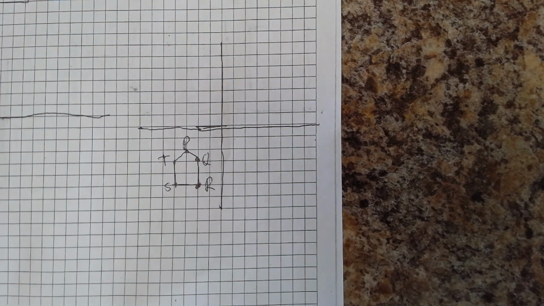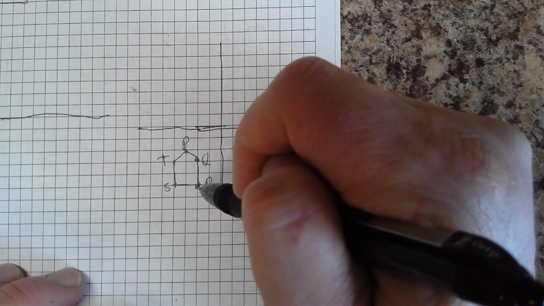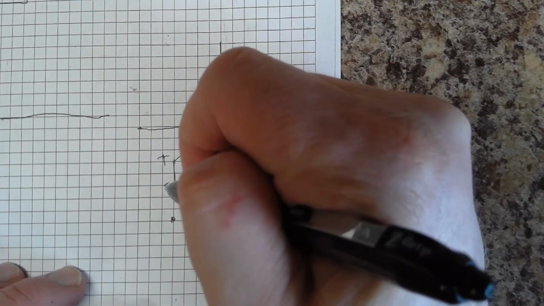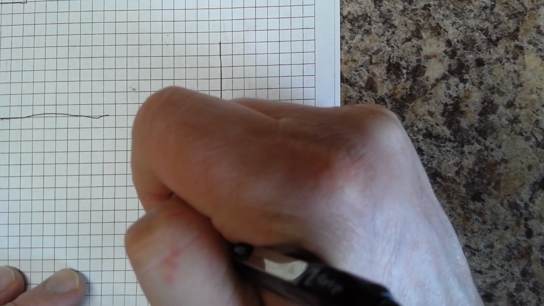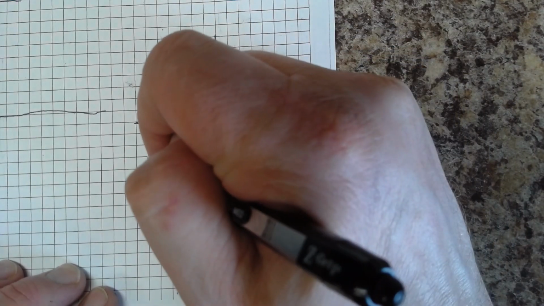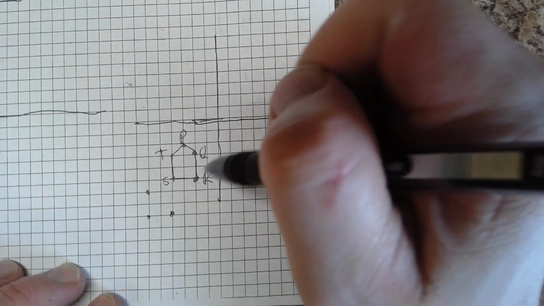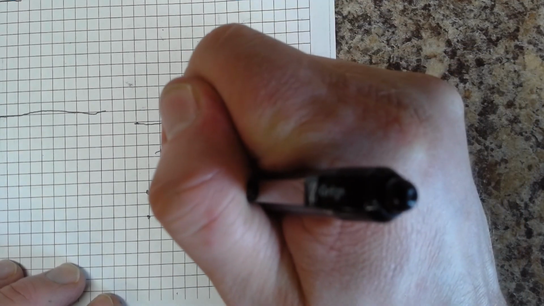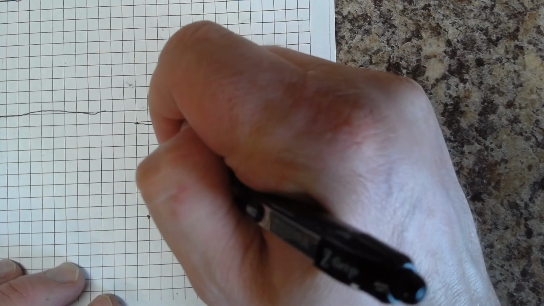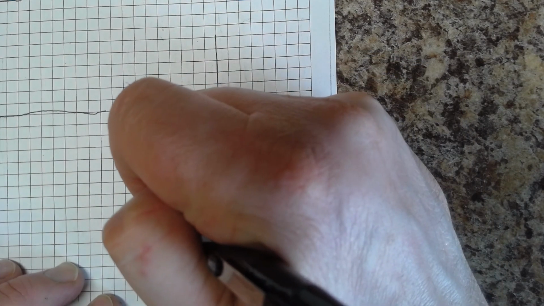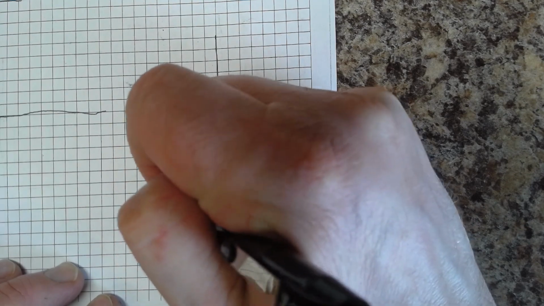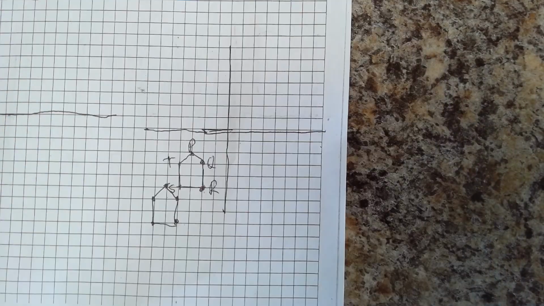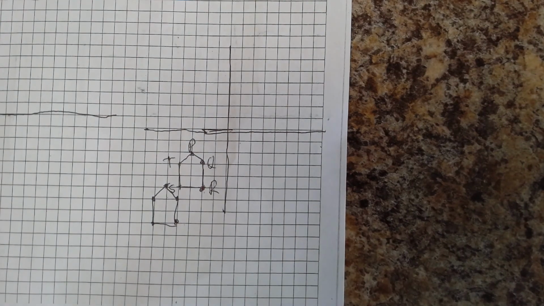Now, the instructions, 2 to the left and 3 down. There's the new R, 2 left, 3 down. There's the new S, 2 left, 3 down. There's the new T, 2 left, 3 down. There's the new Q, 2 left, 3 down. There's the new P, 2 left, 3 down. Any thoughts on this one? No?